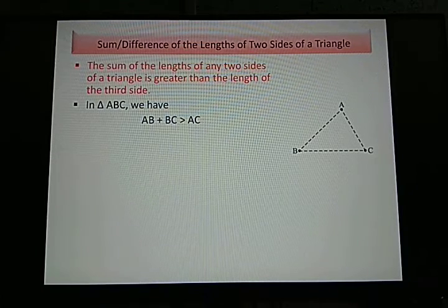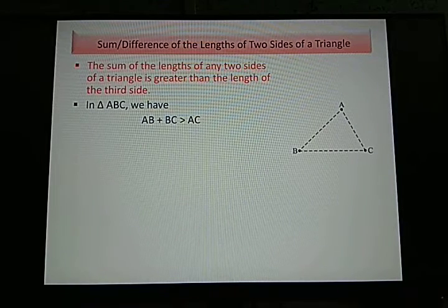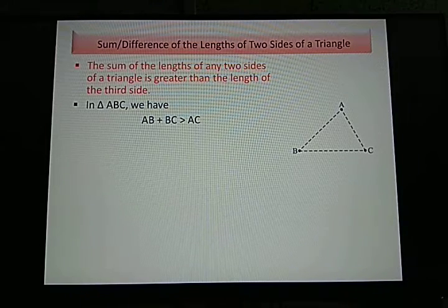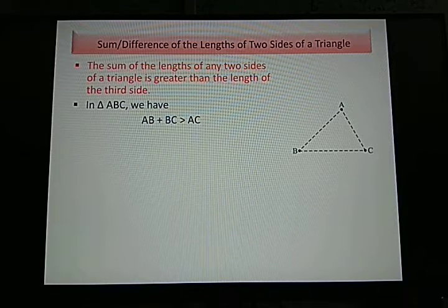So here the third side is what? AC. So the measurement of the length of the two sides that we have considered, that is AB and BC, if we take their sum, that will be greater than the measurement of the length of the third side.